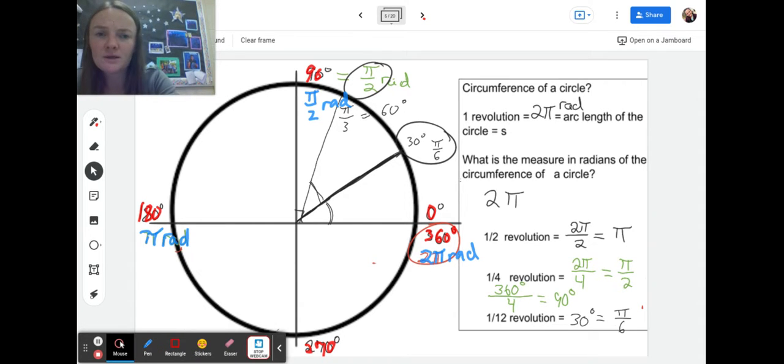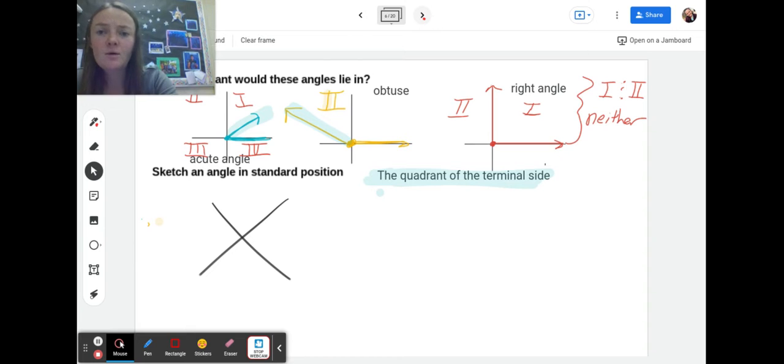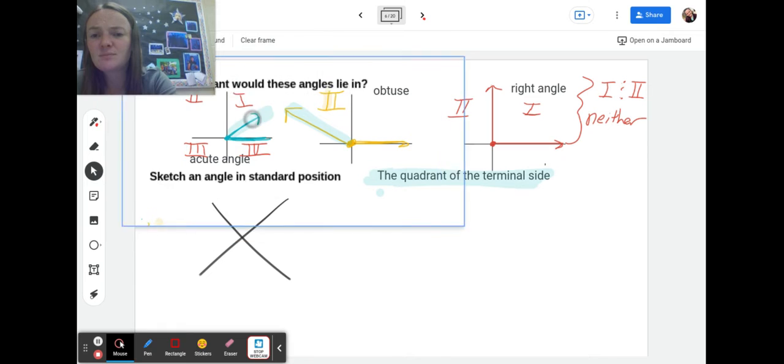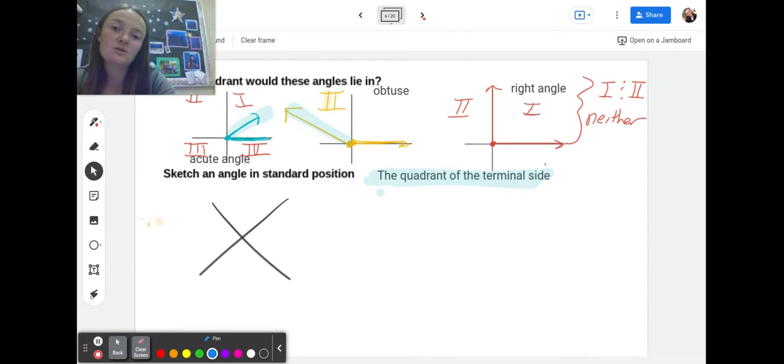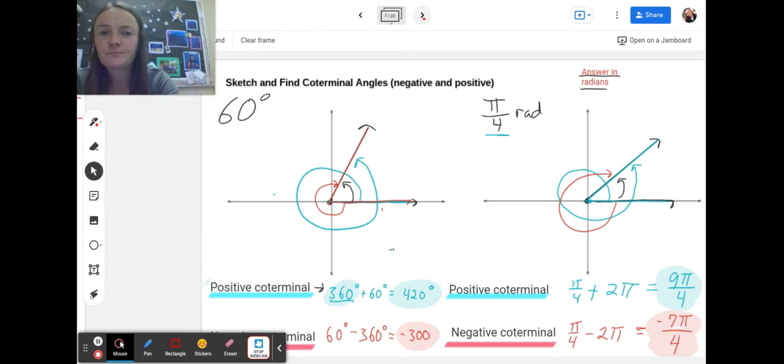This is just a brief intro to this. What we talked about next is we just practiced. This was just practice sketching angles in standard form. If you sketch an acute angle in standard form, you can see here it's always going to be in the first quadrant. If you sketch an obtuse angle in standard form, it's going to be in the second. That's kind of just what we did there.